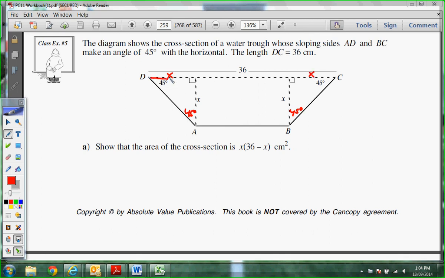I'm talking about this piece here. Does that make sense? Okay. And then what we do is, to label this one, we say this piece is 36 minus the 2 x's. That's where they got the 36 minus x. And I'll show you in a second.